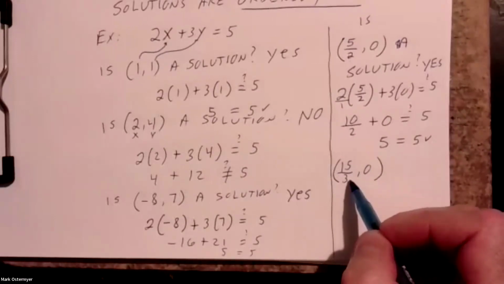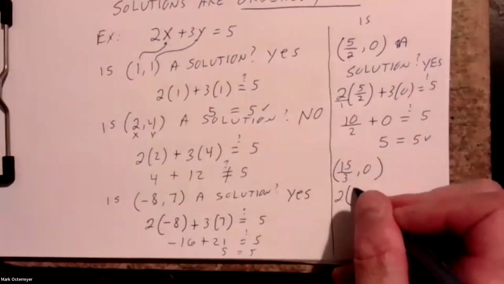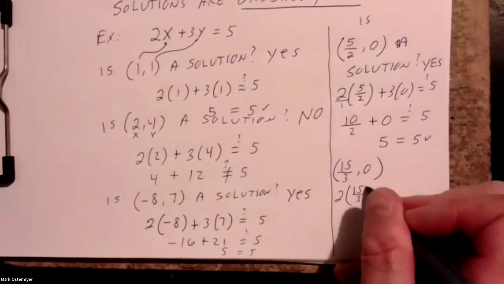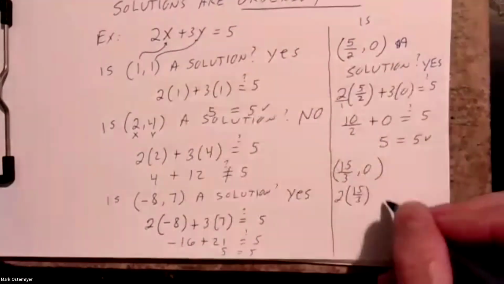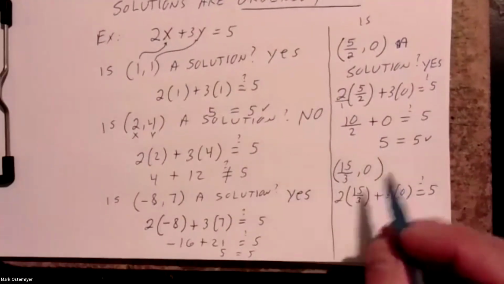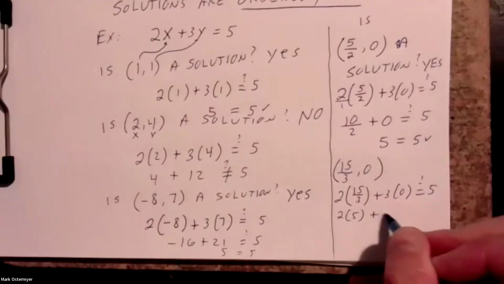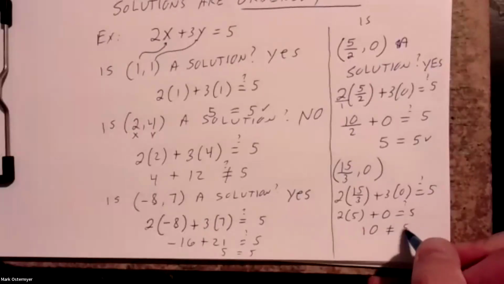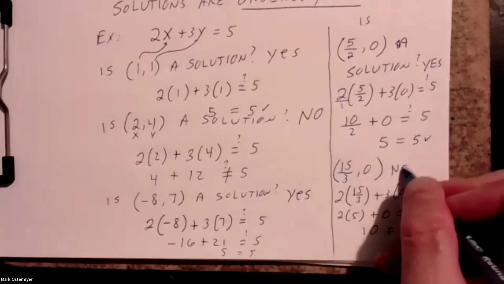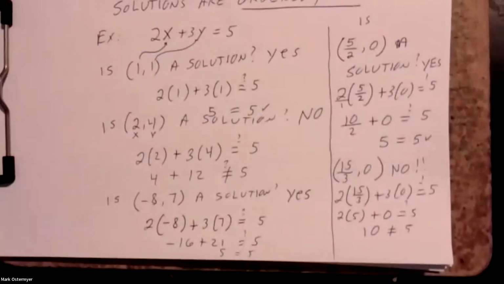Replace the x variable with 15 thirds. Replace y with 0. Does this equal 5? 15 thirds is 5, and 2 times 5 is what? 10. 10 plus 0 is 10. And unfortunately, 10 does not equal 5. No, it doesn't look like that would be an ordered pair solution. But hey, kudos to you for at least trying.